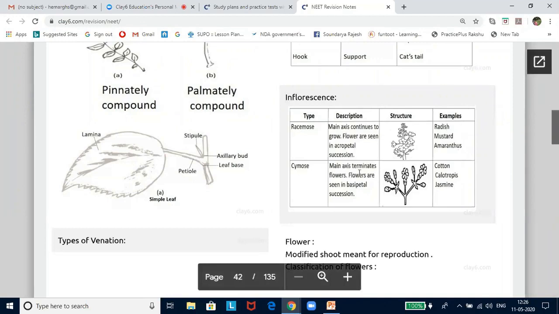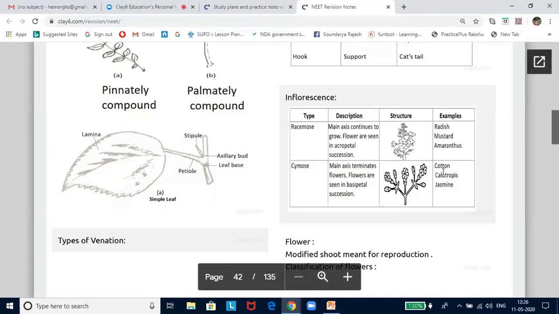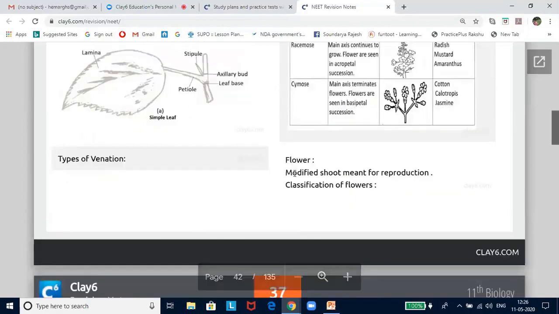In cymose inflorescence, the main axis will terminate into flowers and flowers are seen in basipetal succession. Basipetal means since it is a determinate type of inflorescence, older flowers will be at the top and new flowers will be found at the bottom. This is seen in cotton, calotropis, and jasmine.